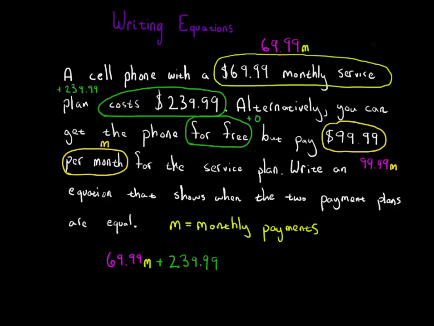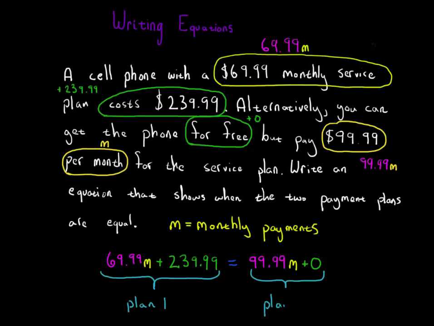Now let's put that information together. $99.99 per month plus $0 for the one-time fee. Put an equal sign between the two expressions. Note how the information on the left side of the equation represents the first payment plan, and the information on the right-hand side of the equation represents payment plan number 2. And we separate the 2 payment plans with an equal sign.